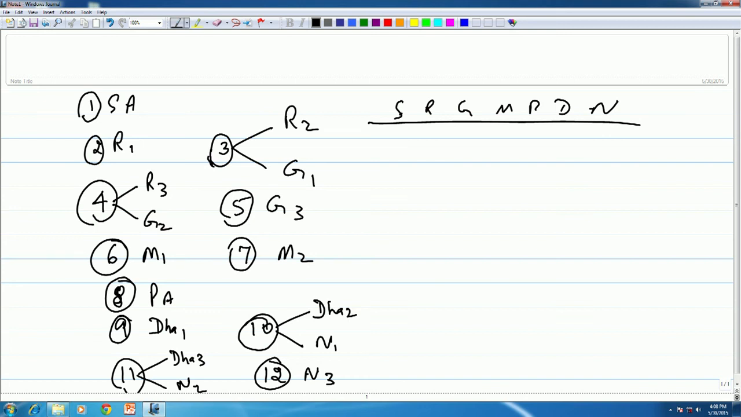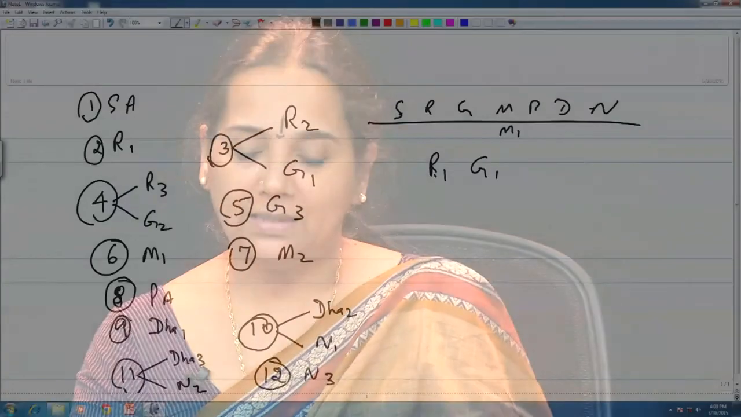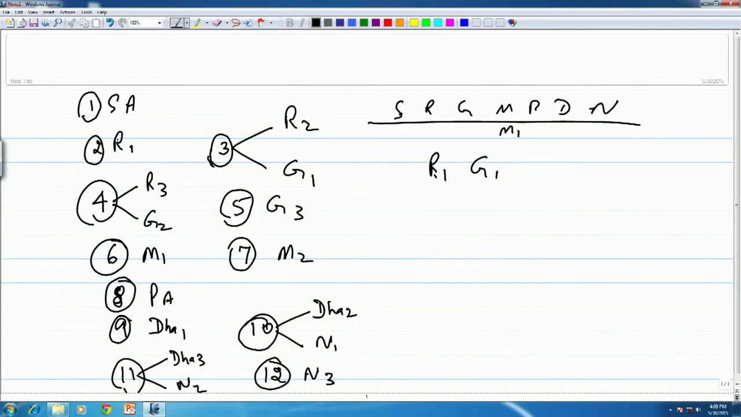Now on this, let us see how many possible melas there are. There is this Ri1 and this G1, and we will say we have Ma1. How many possible combinations of Dha and Ni are there? Let us see. This is Dha1, Ni1, of course. Then next is Dha1 and Ni2. Then third is Dha1 and Ni3.